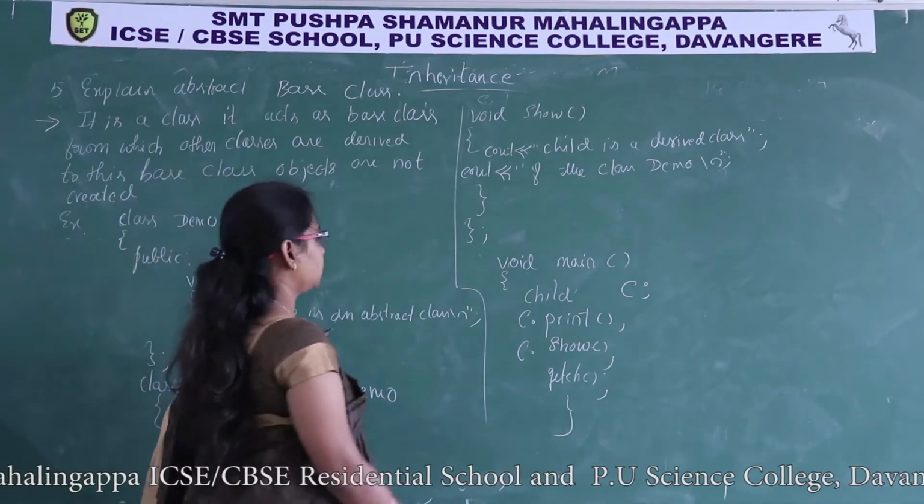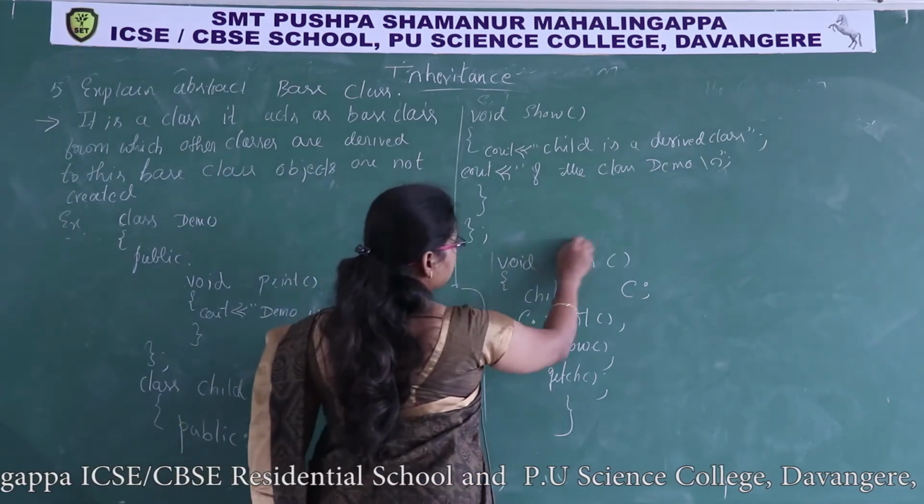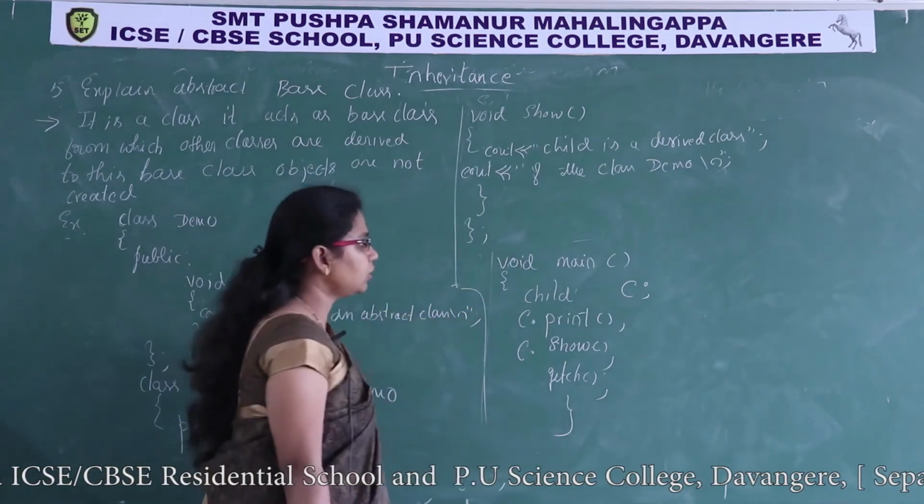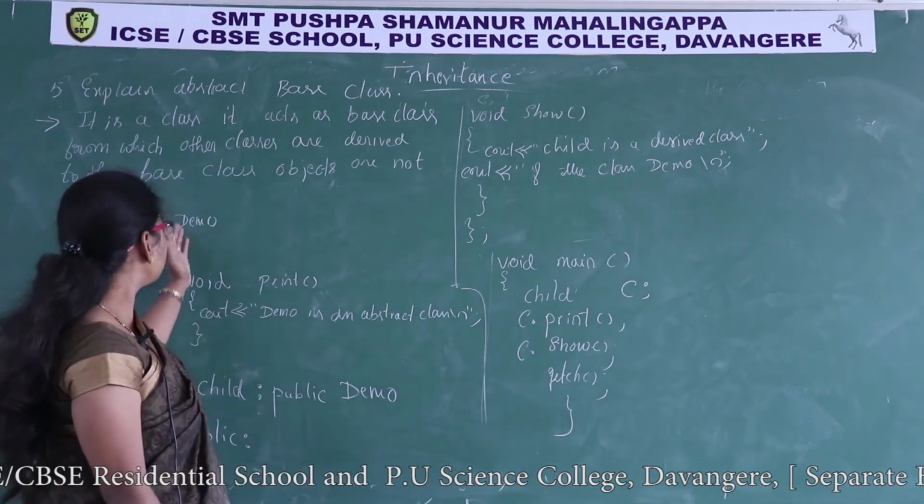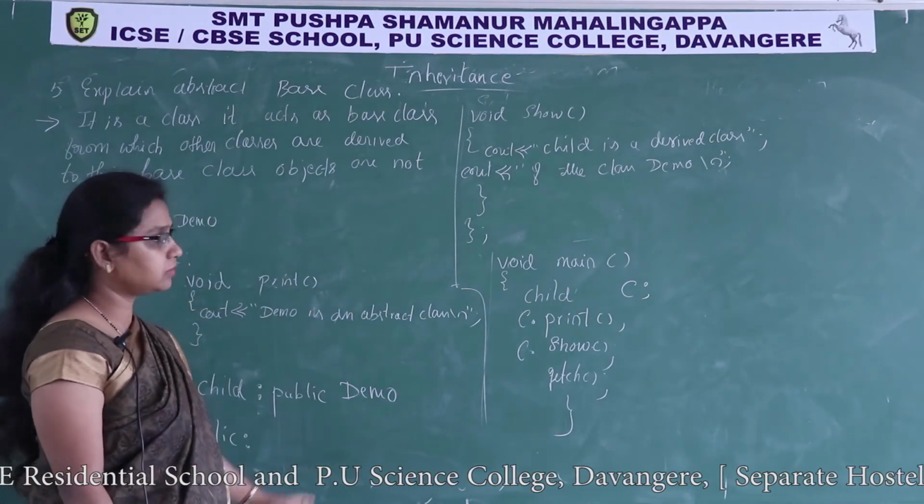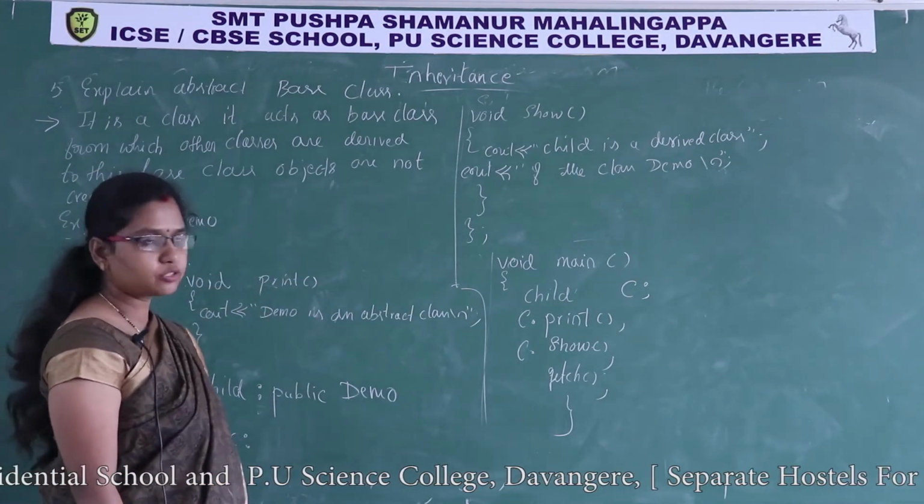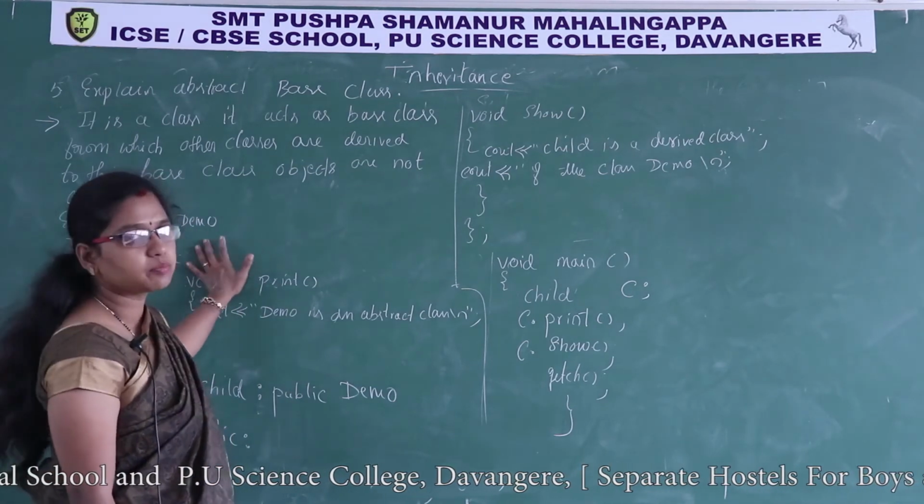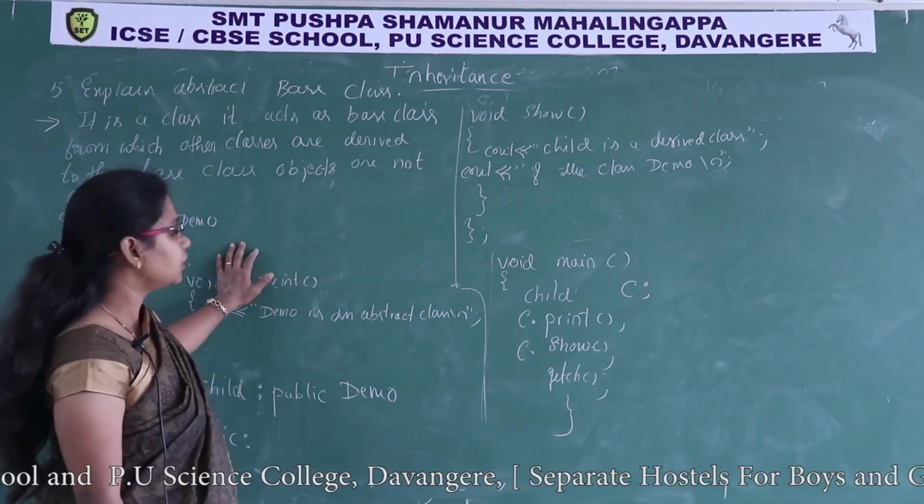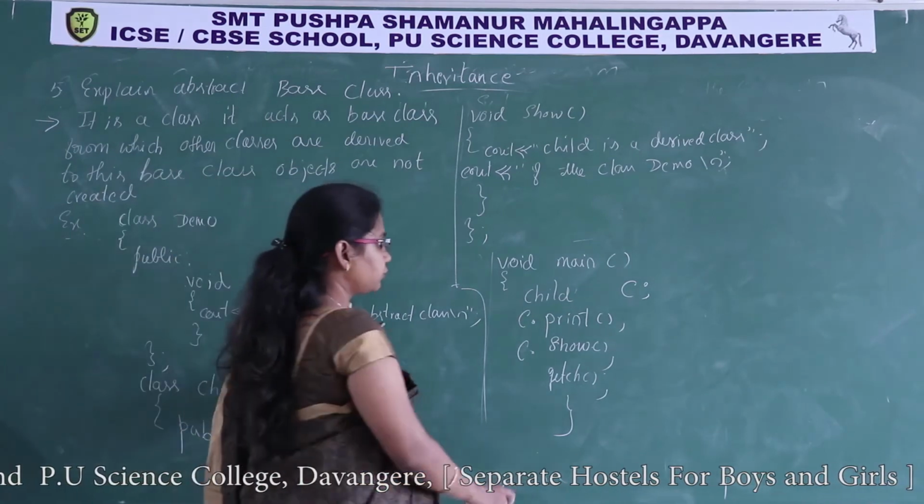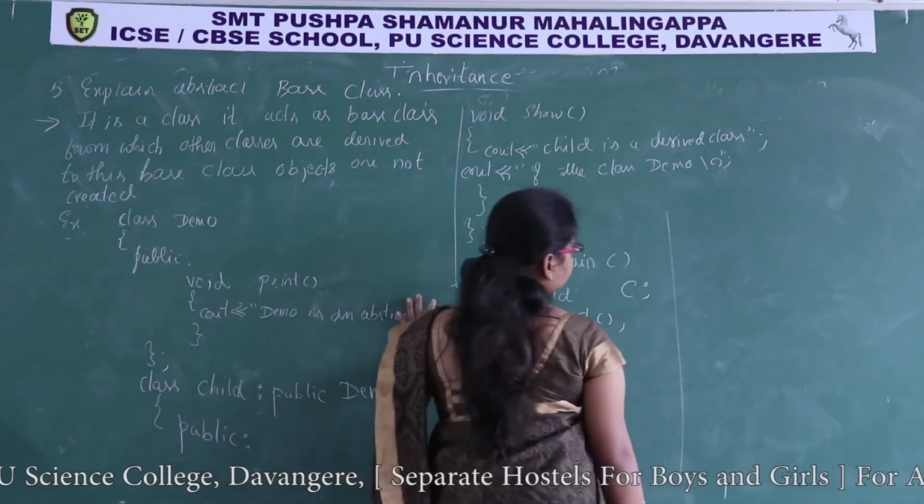So in the external view, we can't come to know how many classes are there in this program. Understood? So this class is hidden from the external use. That's why demo is called abstract class. At the end of the program, you have to write the explanation like this.